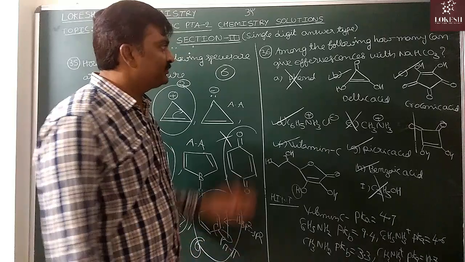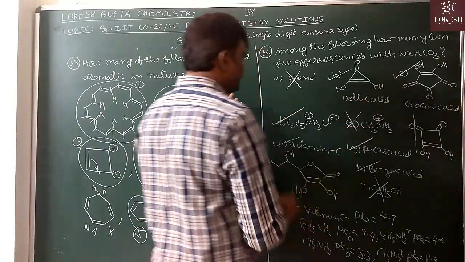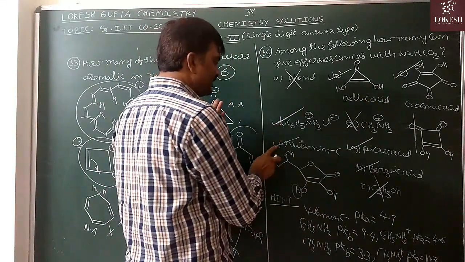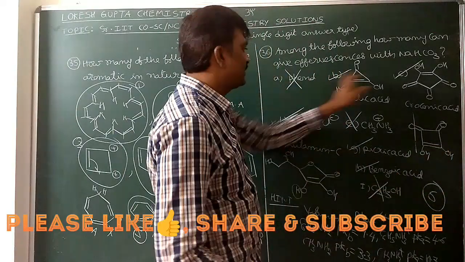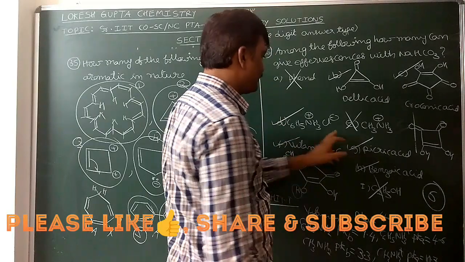Now how many are giving? C, D, F. So the answer is 6. 1, 2, 3, 4, 5, 6.